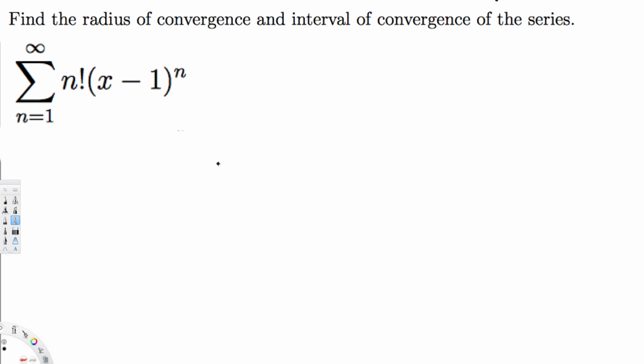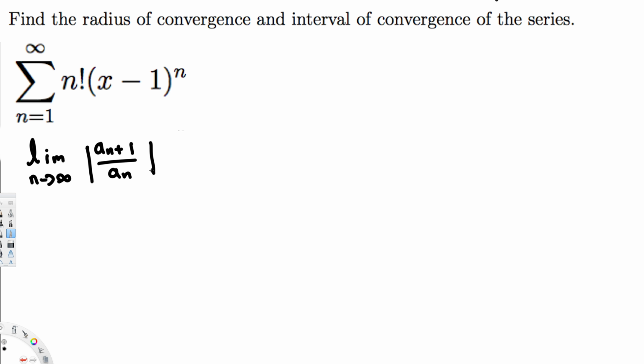Let's do this problem right here. This question is asking to find the radius of convergence and interval of convergence of the series. Here we have this expression. Now, in order to find the interval of convergence, the first thing we have to do is take the ratio test. Let's go ahead and do the ratio test. The ratio test can be taken like this: limit as n approaches infinity of the absolute value of a_(n+1) over a_n.